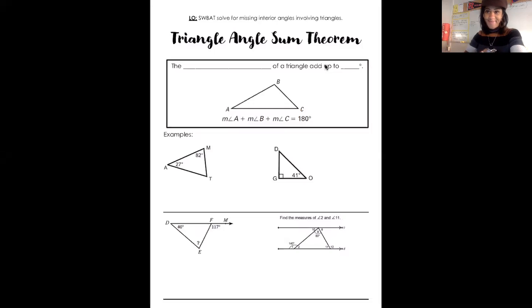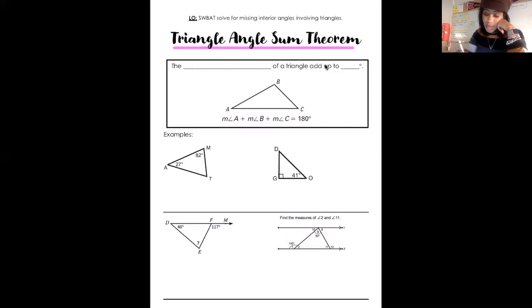Okay, so our lesson objective for today is students will be able to solve for missing interior angles involving triangles. We're going to learn two theorems today, the first of which is called the triangle angle sum theorem. Let's copy this theorem down in our notes.